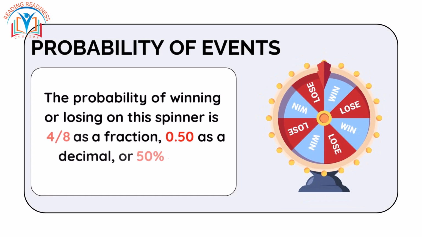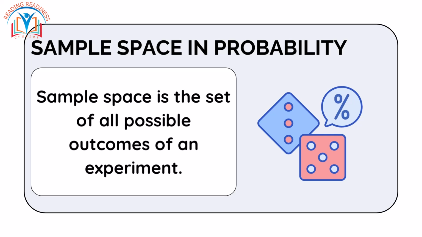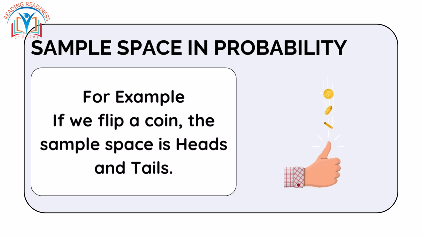The probability of winning or losing on this spinner is 4/8 as a fraction, 0.50 as a decimal, or 50% as a percentage. Sample space is the set of all possible outcomes of an experiment. For example, if we flip a coin, the sample space is heads and tails.